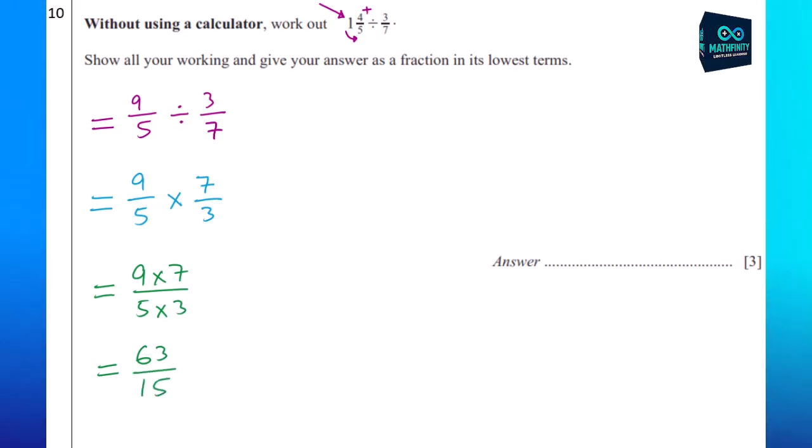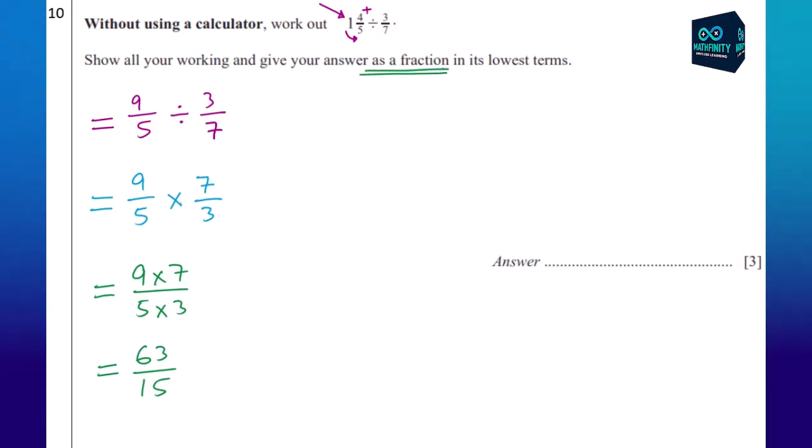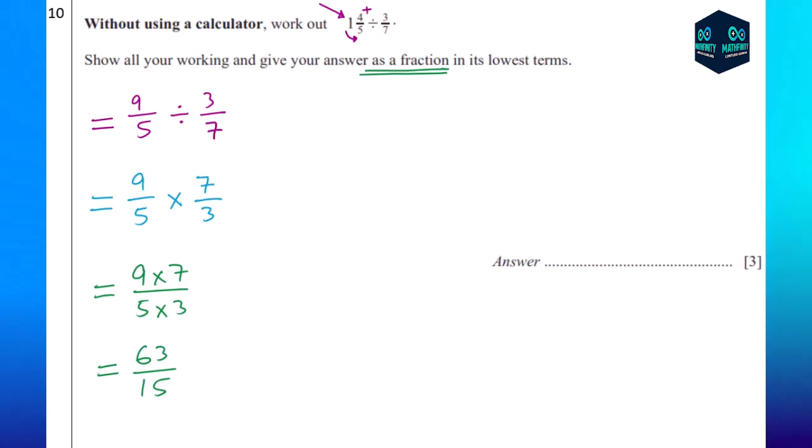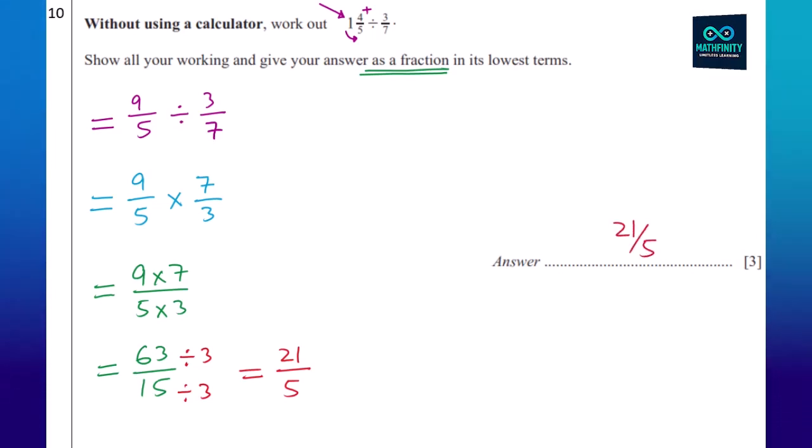And then you have to read the statement here, in which form they need the answer: as a fraction in its lowest term. So both numbers, numerator and denominator, are divisible by 3. So you can write here to show the examiner that you are going to divide by 3 and this divide by 3. What is the final answer? 21 over 5. We cannot simplify more, so this is the final answer, 21 over 5.